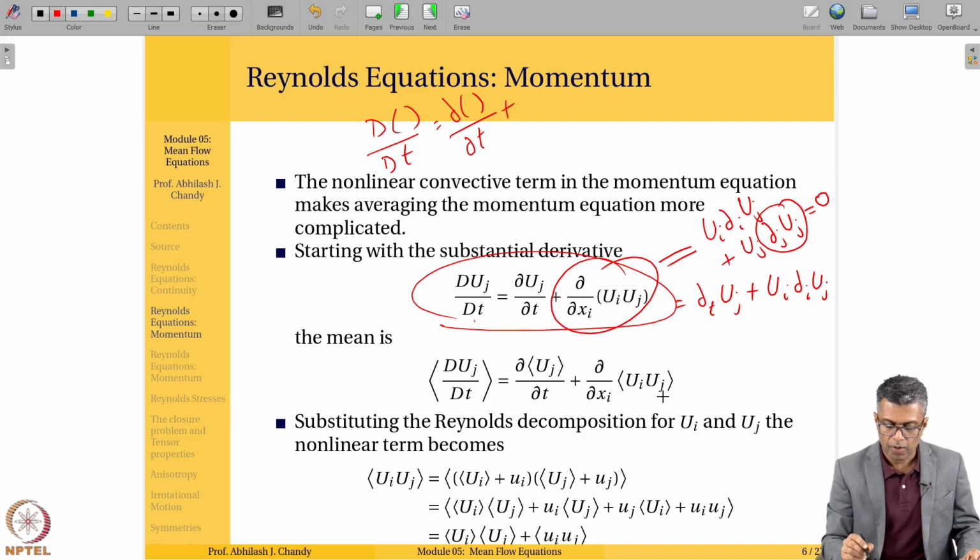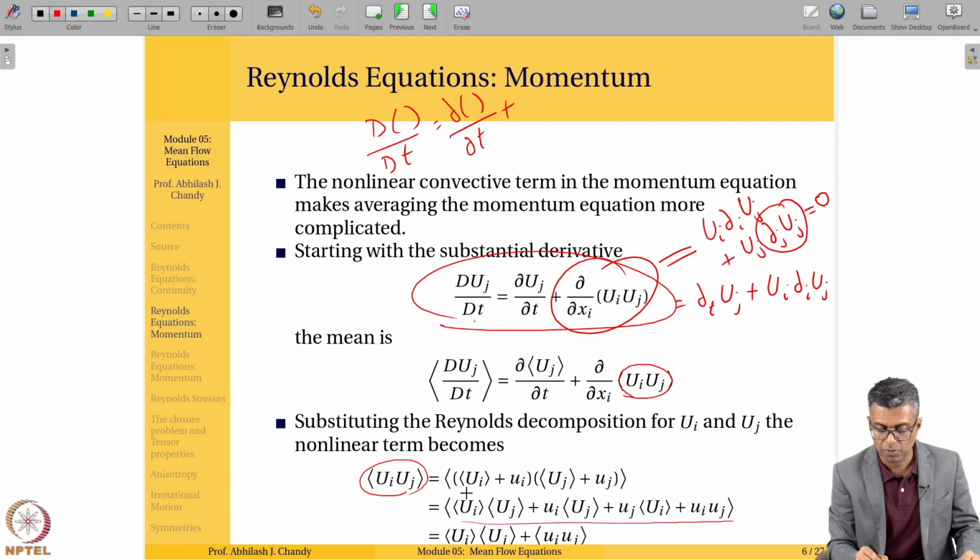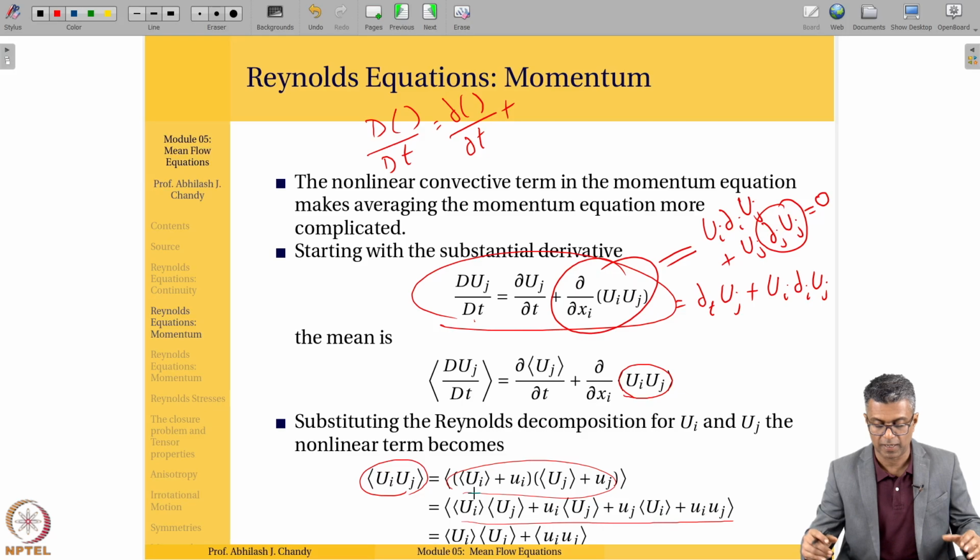Then you will substitute the Reynolds decomposition of these components. So the mean of ui uj becomes mean ui plus ui fluctuation, multiplied by mean uj plus uj fluctuation. So then you will have ui mean uj mean, plus ui mean uj fluctuation, plus uj mean ui fluctuation, plus ui uj fluctuations. This is obtained by just multiplying this through, using the distributive property, and then you take the mean of all of that.